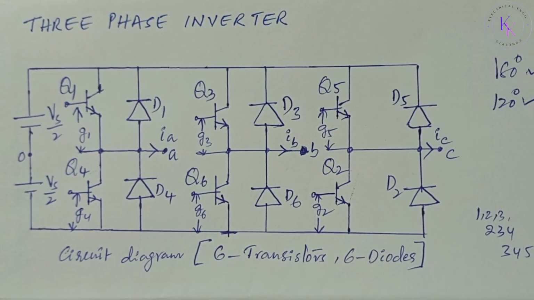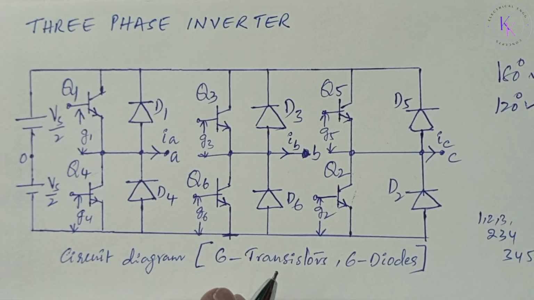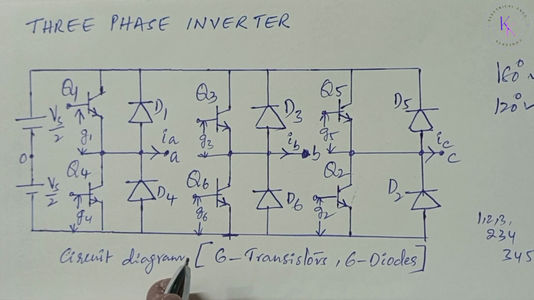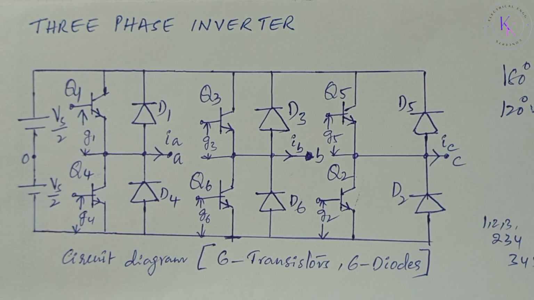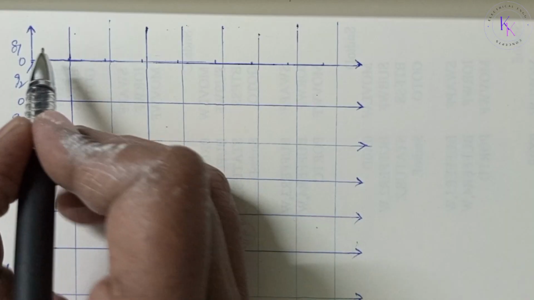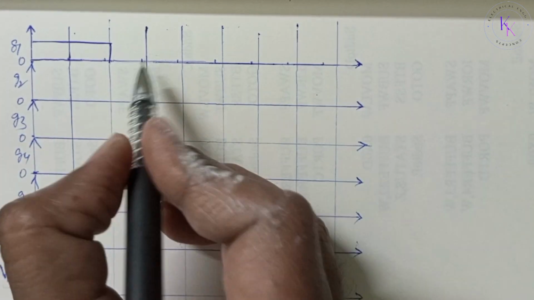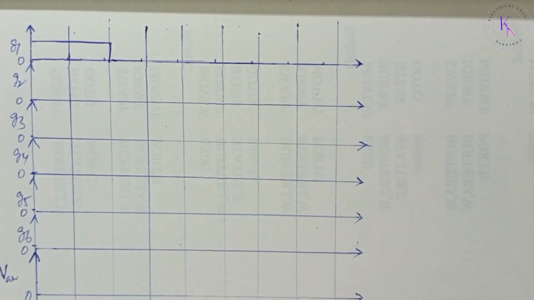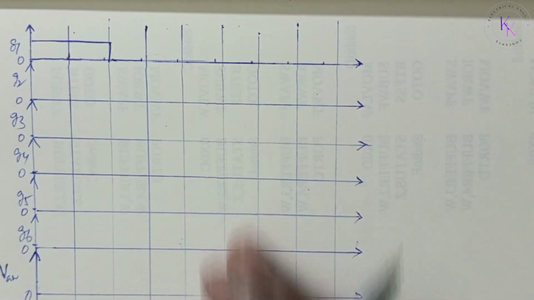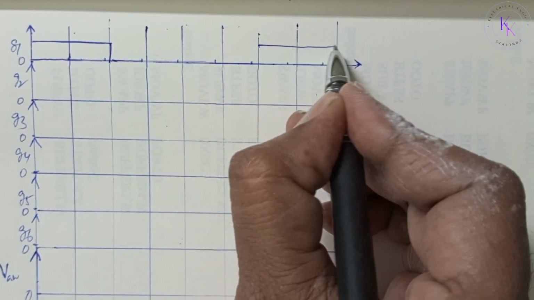In this type of control, each transistor conducts for 120 degrees. Only two transistors remain on at any instant of time. The gating signals for this 120 degrees conduction mode: the gating signal of the first transistor will be on for 120 degrees, then it will stop, and again at 2 pi it starts for 120 degrees.